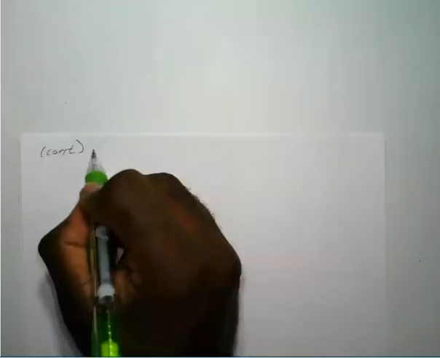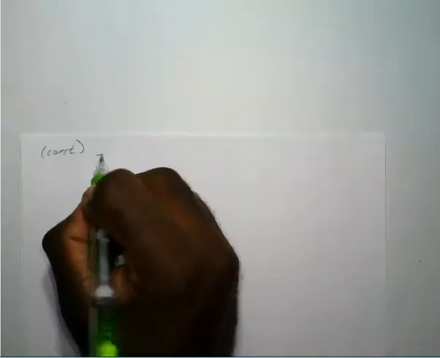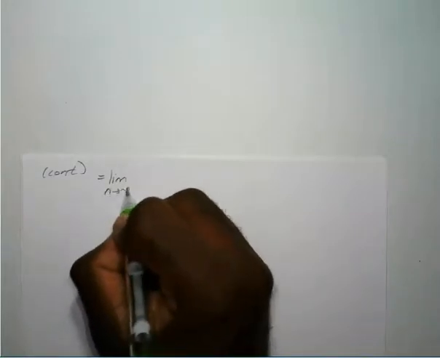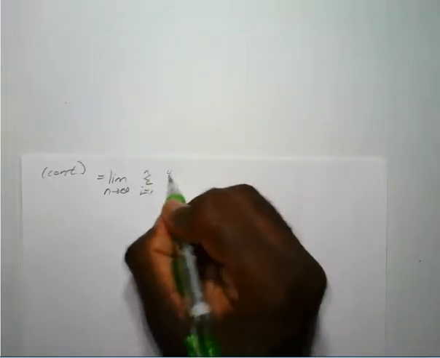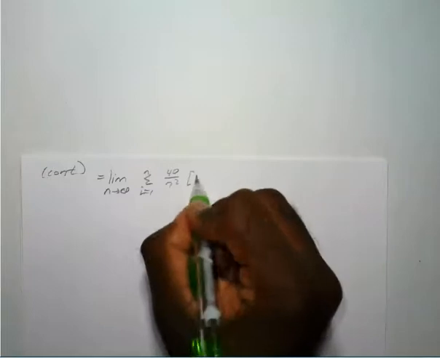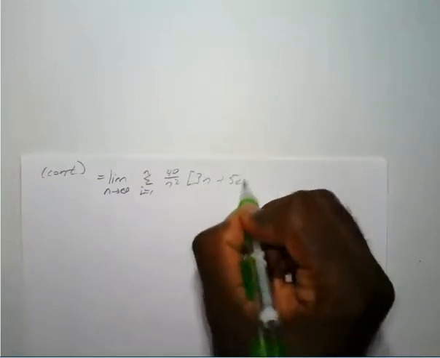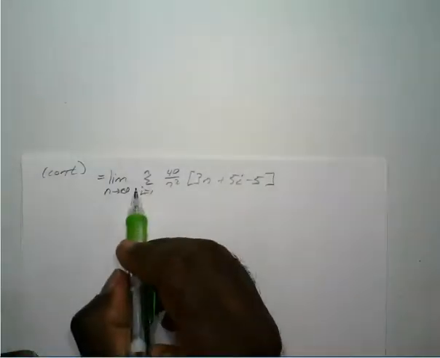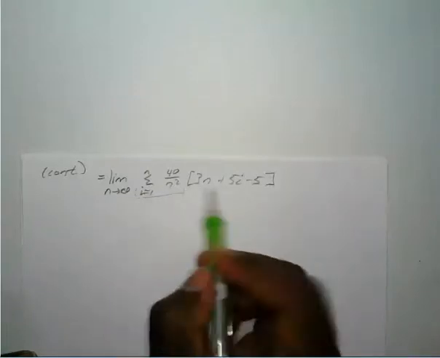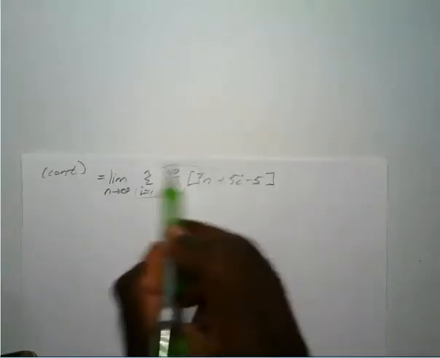All right, so we're going to go ahead and continue. All right, so I'm just going to write where we left off on the previous page. So that's the limit as n approaches infinity of the sum from I equals 1 to n of 40 over n squared times 3n plus 5i minus 5. All right, so what we're going to do is take our summation and our 40 over n squared, and distribute it to each term.